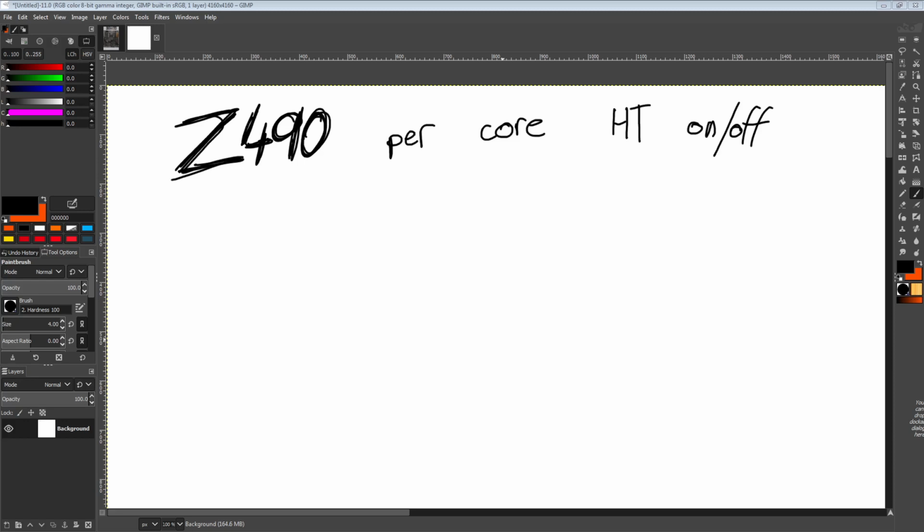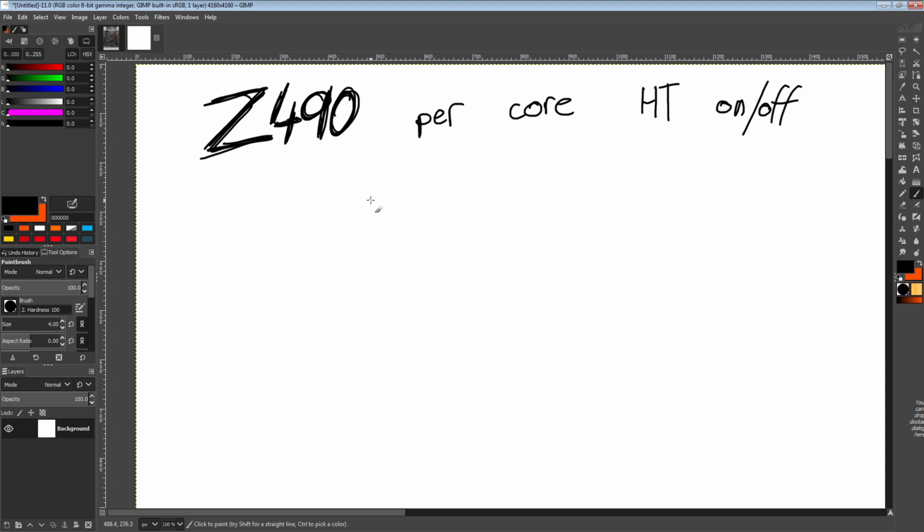Hi guys, Buildzoid here. So Z490 has been announced, and one of the features that's been announced is per-core hyperthreading on-off functionality. So you can disable hyperthreading on a specific core, and I think this is really cool, and a lot of people probably have no idea why. So we're gonna do this very theory-crafty video about why I think per-core hyperthreading is extremely cool.